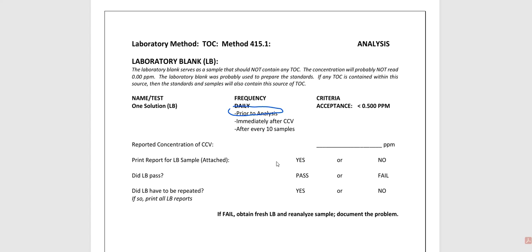So what is the reported number that's on the data sheet? Is it less than 0.5? Yes or no? Did it pass? Does it have to be repeated? And quite honestly, folks, if it's got to be repeated, there's nothing that you can really do here because it is a blank and it's just simply water. What you could do is just rinse out the container extremely well, fill it full of water again, put a lid on it, and rerun it.